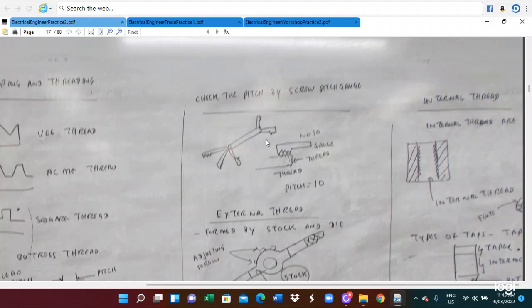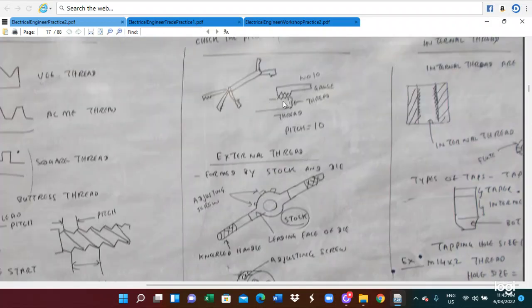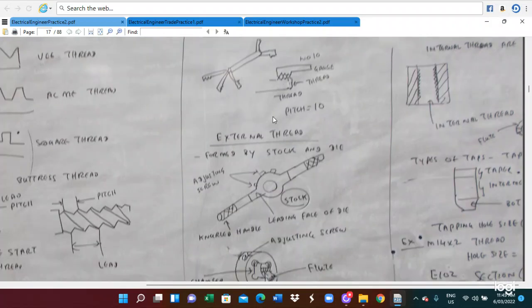pitch gauge. So this is the screw pitch gauge. This screw pitch gauge is utilized to check the thread pitch. You can measure by using the screw pitch gauge.